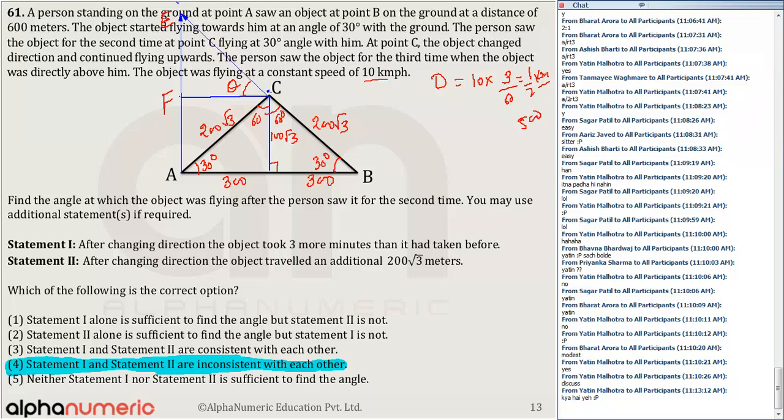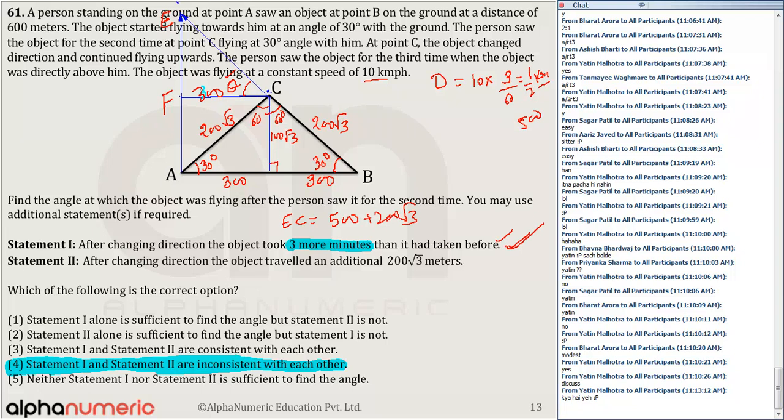So if it is 500 meter, we can find out the length of EC. From the first statement, the length of EC is nothing but 500 plus 200 root 3. Why? Because it says took 3 more minutes, over and above the time taken before. So in any case, we can find out the answer. Theta will come, because the length of FC is equal to 300. We are not interested in finding the exact value. We are just interested in whether you can find out the answer. So we can find out cos theta. Cos theta is equal to base upon hypotenuse. So we can find out the theta. So statement one is individually sufficient.